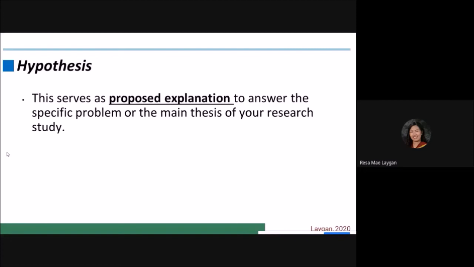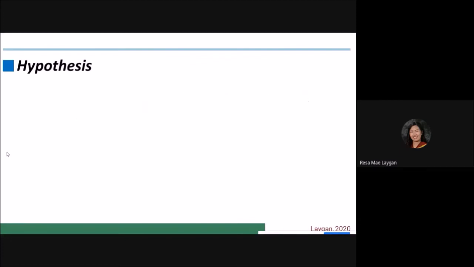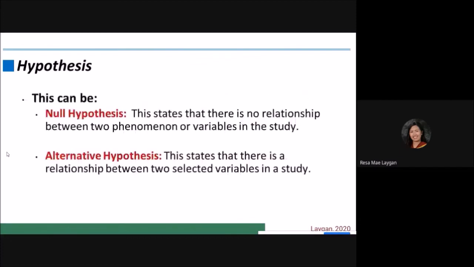So at the end of your paper, you are going to prove the theory, or you are going to apply the concept of your theory or your conceptual framework into action using hypothesis testing. From the hypothesis testing, you're going to gather data and analyze data. So actually your hypothesis already gives the proposed explanation. Here in the hypothesis, this can be a null or alternative hypothesis.